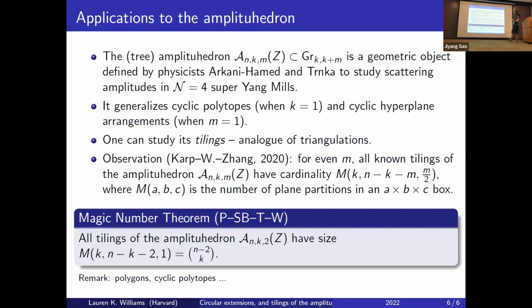And an observation that we made back in 2020 is that for even m, all of the known tilings of the amplituhedron A_{n,k,m} have cardinality equal to the number of plane partitions in a related box. And so now, using the previous results I showed you, we can prove that result for m equals 2. So all tilings of the amplituhedron A_{n,k,2}(Z) have size equal to this magic number, which in this case is n minus 2 choose k.